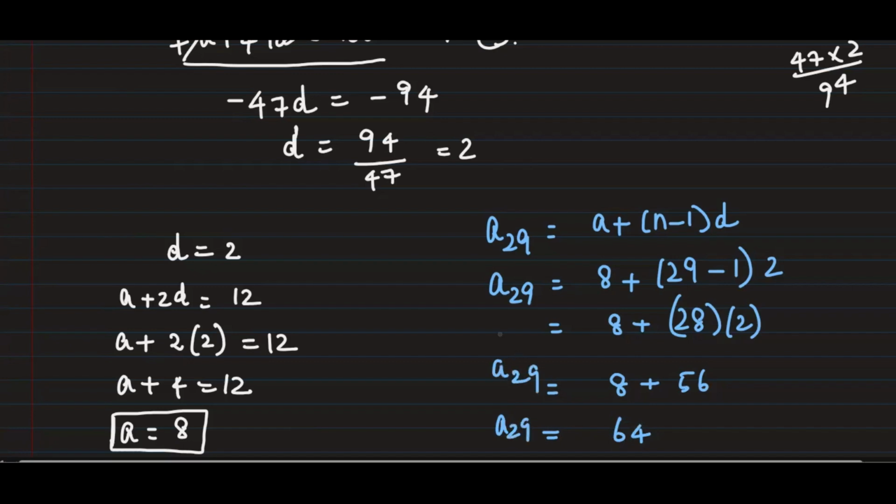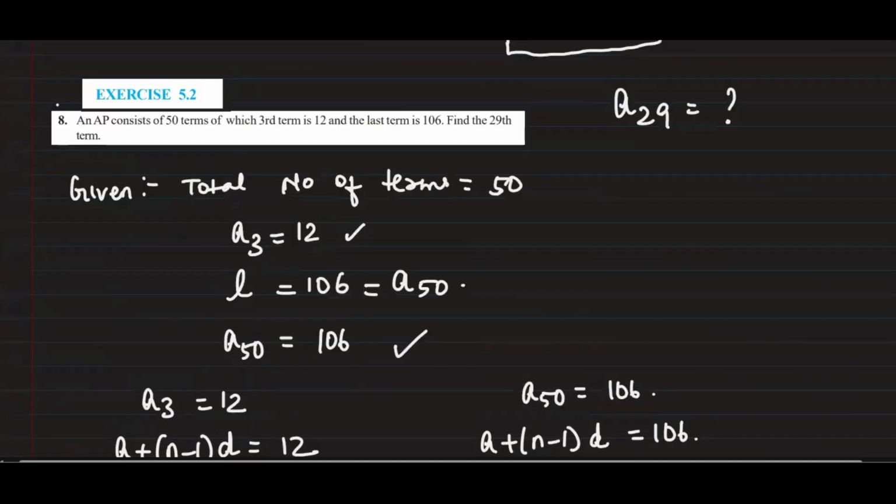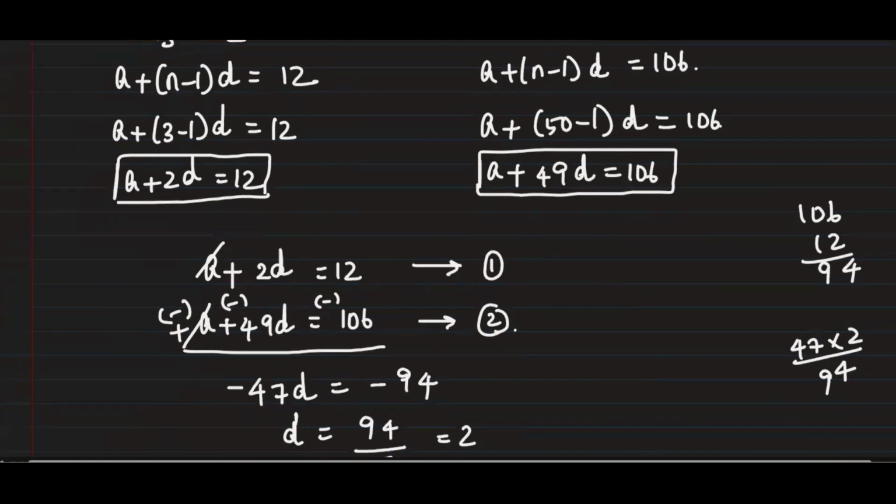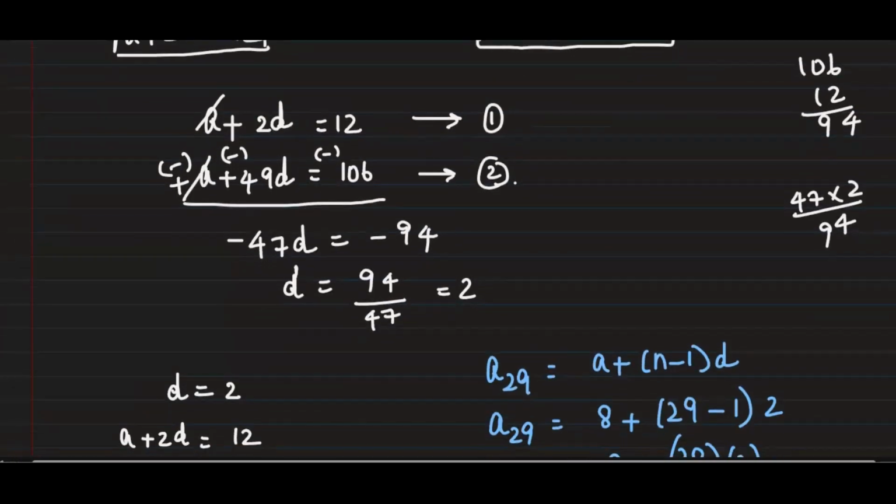Fine. Easy now. So in this question, we are given the information that we'll have to find the A29th value, okay? And this AP consists of 50 terms. So totally there are 50 terms in this series. A3 is given as 12 and the last term is 106. Since this AP consists of a total of 50 terms, the last term should be the 50th, so N value will be 50. So A50 is equal to 106. So these two pieces of information we are going to use. We'll form the equations for these two, then solve them to find the values of A and D, then find the value of A29.